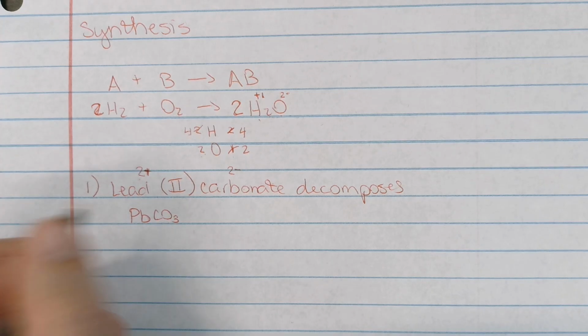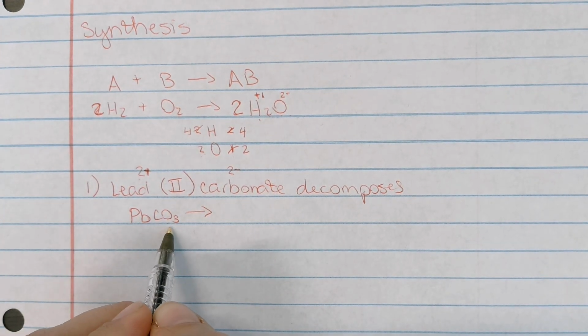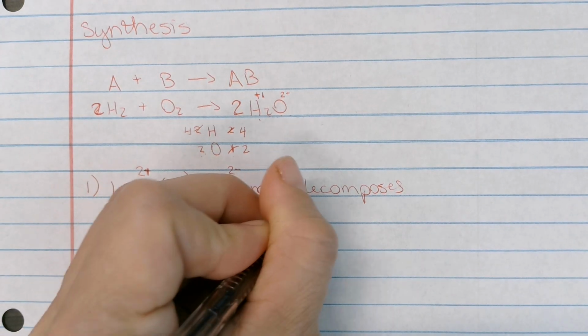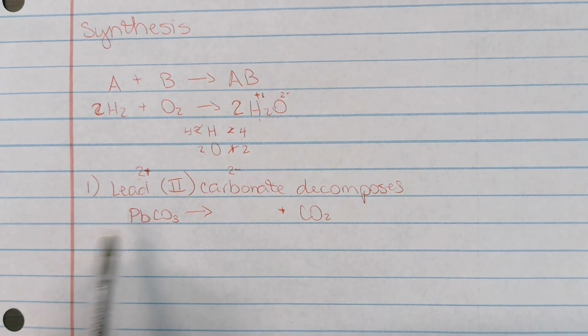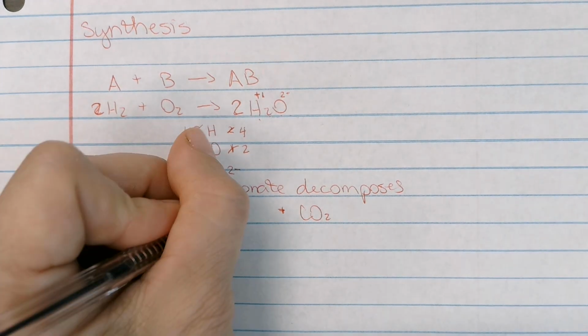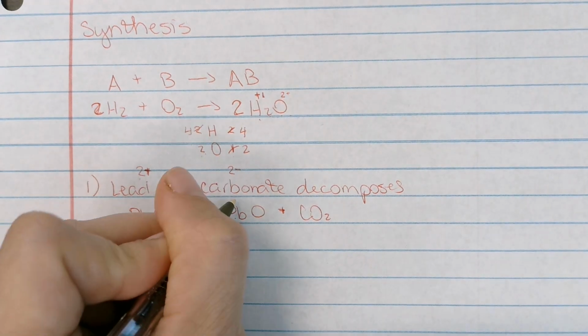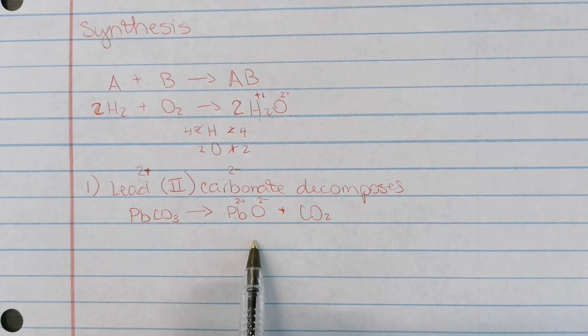Since it decomposes, I'm going to draw my arrow. Carbonates specifically, this is just what happens in nature, always produce carbon dioxide. So I know it's going to produce carbon dioxide for me. And then they make a metal oxide, PbO. Because Pb is a 2+ and oxygen is a 2-, I don't need anything on the bottom.